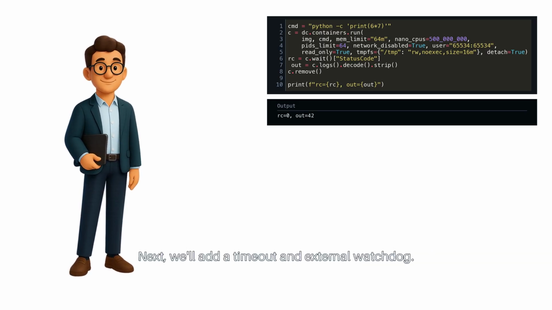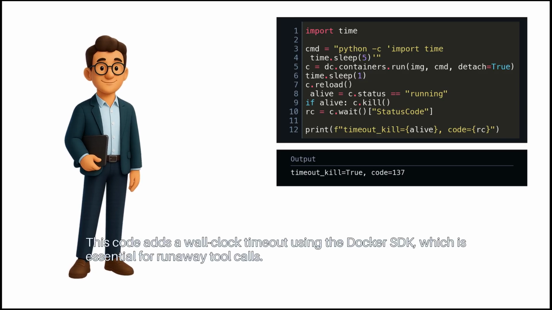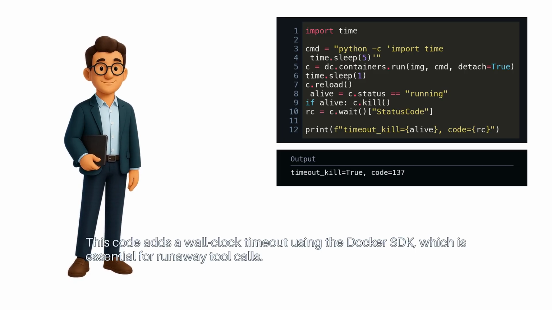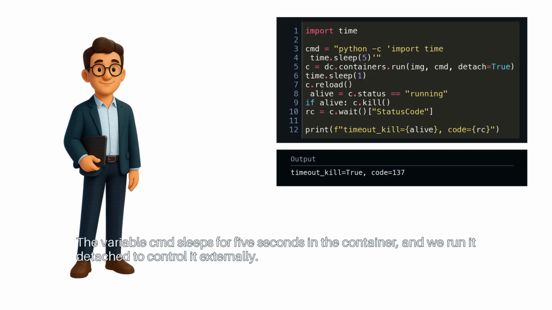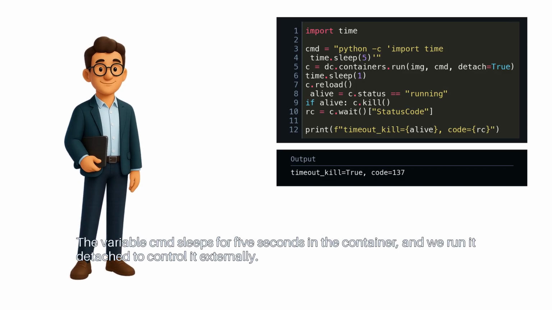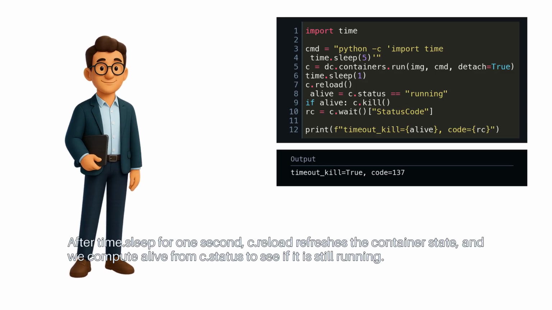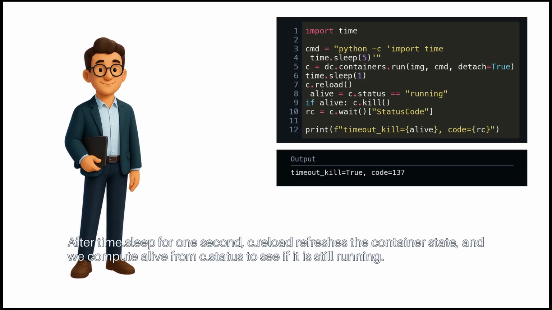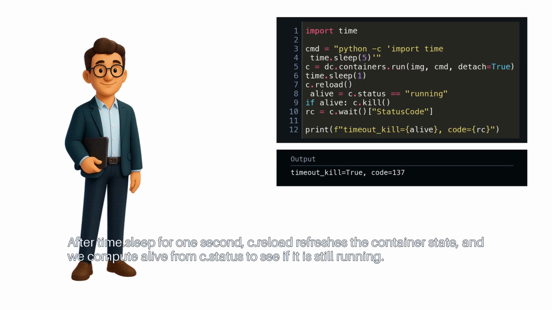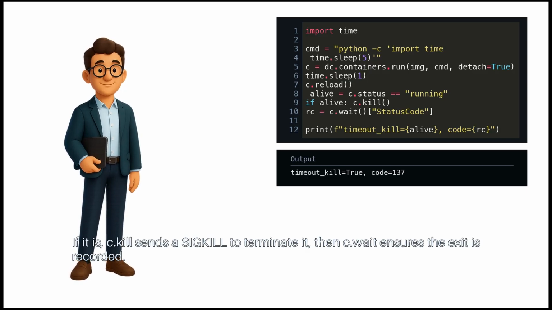Next, we'll add a timeout and external watchdog. This code adds a wall clock timeout using the Docker SDK, which is essential for runaway tool calls. The variable cmd sleeps for 5 seconds in the container, and we run it detached to control it externally. After time.sleep for 1 second, c.reload refreshes the container state, and we compute alive from c.status to see if it is still running. If it is, c.kill sends a SIGKILL to terminate it.